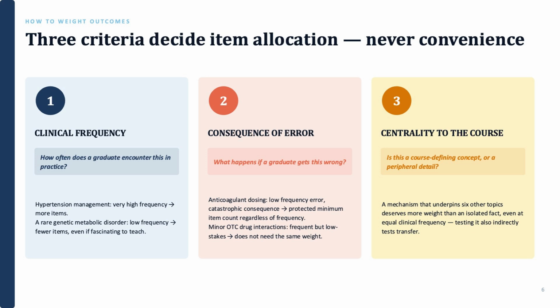Finally, centrality to the course. Is this a course-defining concept or a peripheral detail? A mechanism that underpins 6 other topics deserves significantly more weight, as it tests transfer as well.